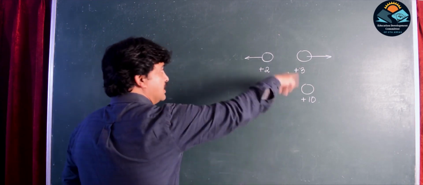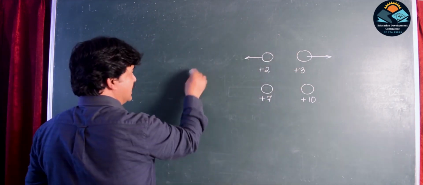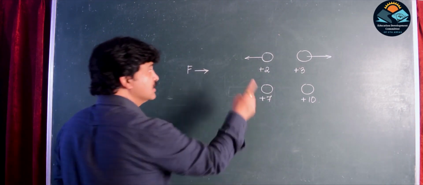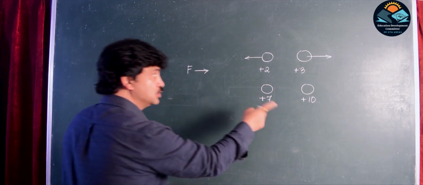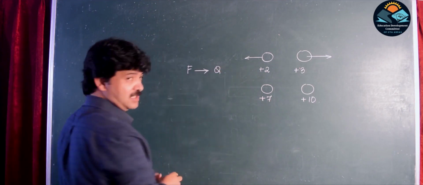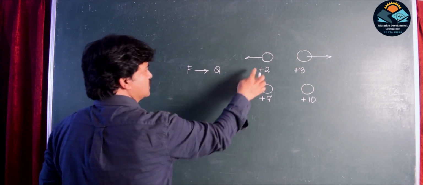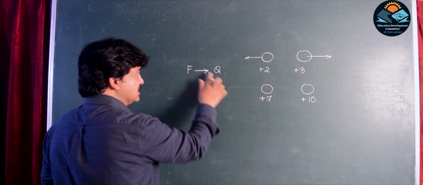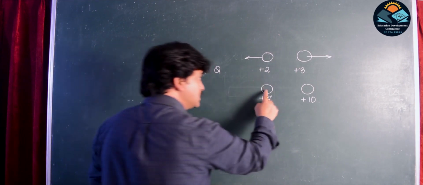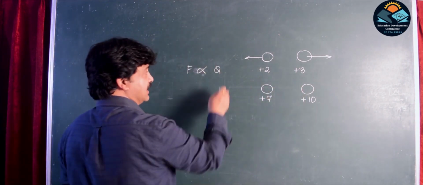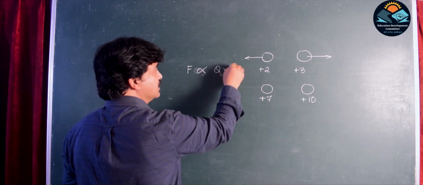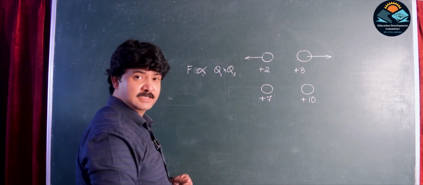So what does this mean? It means that the force depends on what? The amount of charge on the two bodies. So force depends on charges; the more the charge, the more is the force, isn't it? That's why force is directly proportional to the charge on these two bodies, that is, the product of the two charges, Q1 and Q2. Right?